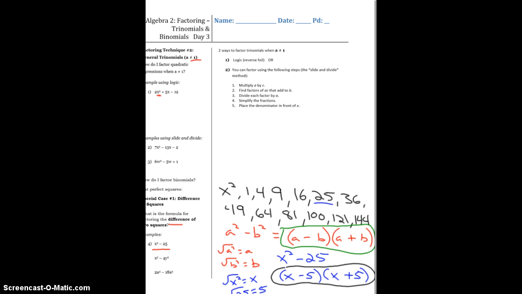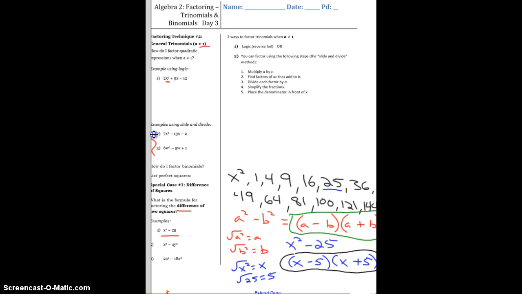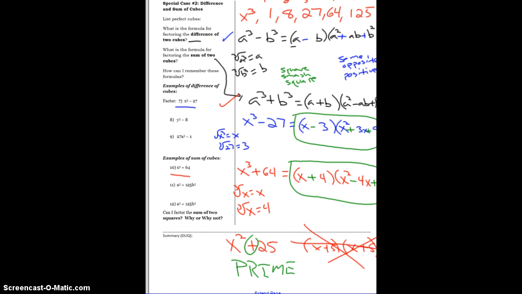So we're going to try the practice problems. You want to try number 2 and 3. That's where you're using the first thing that we learned about, where we multiplied the a value to the c value. And then you're going to try these problems down here, which were difference of 2 squares. And then we're going to try these problems, which were difference of 2 cubes. And then we're going to try these problems, which were sum of 2 cubes.